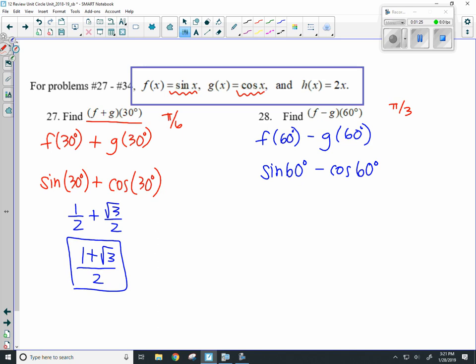So sine at all of the over 3's is going to give you radical 3 over 2. And cosine at all of the over 3's is a half. So your final answer here is radical 3 minus 1 all over 2.